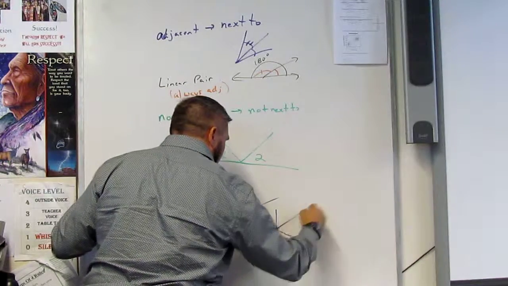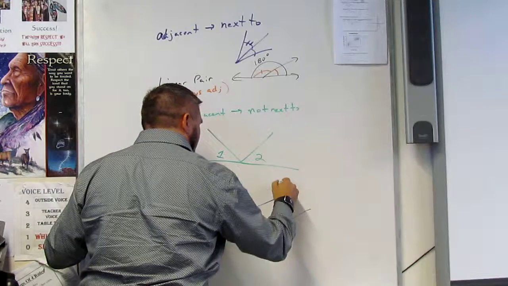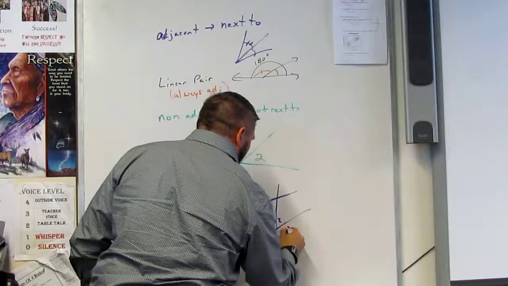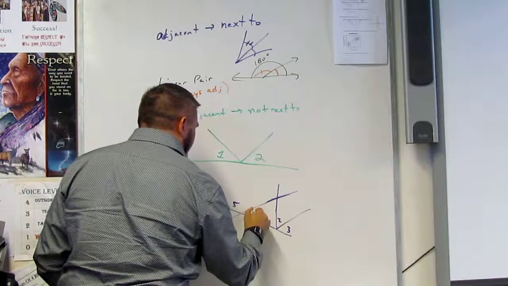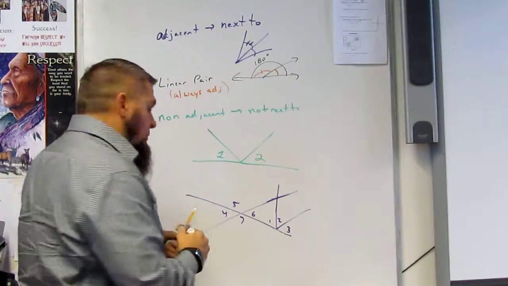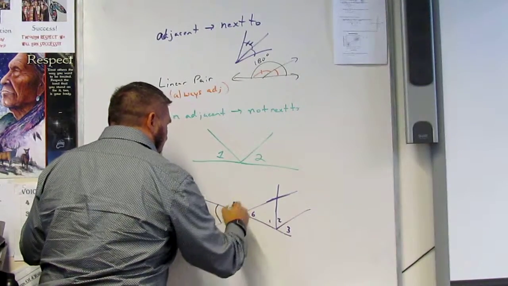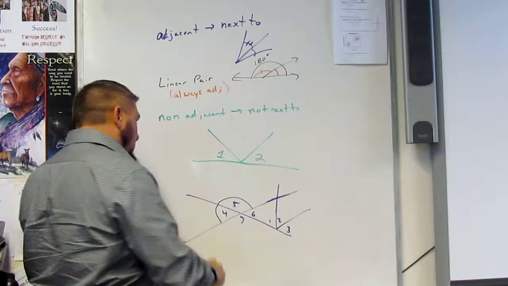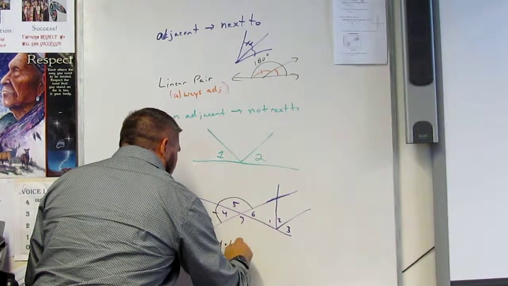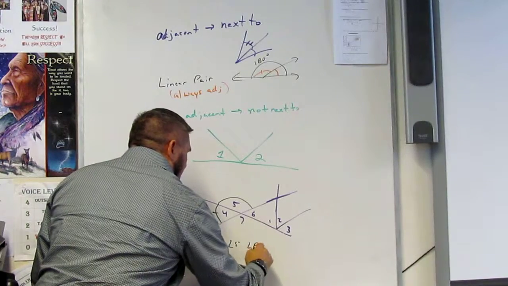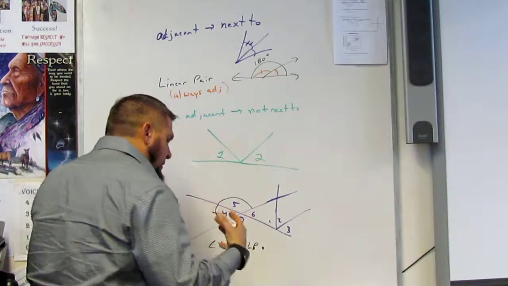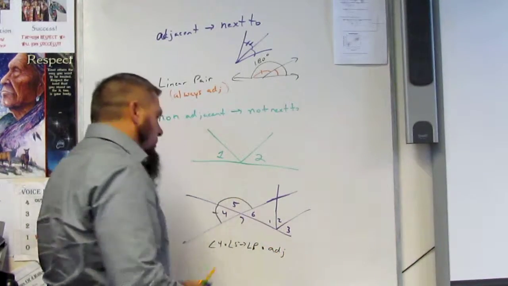So, a lot of times what you're going to have on the quiz is something like this. Okay? Where we have some angles. 1, 2, 3, 4, 5, 6, 7. Right? And we can start naming some angles. 4 and 5. Well, they are a linear pair, right? So angle 4 and angle 5 are a linear pair. And what else? If they're a linear pair, they must be adjacent. Okay?